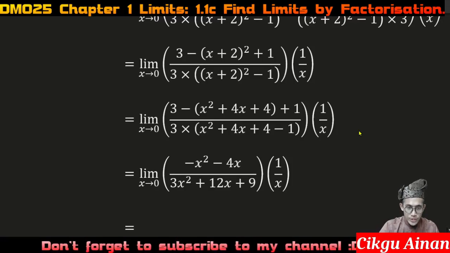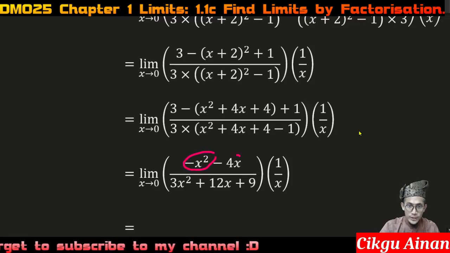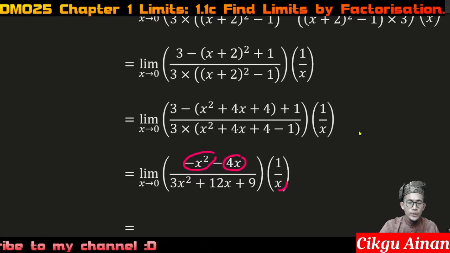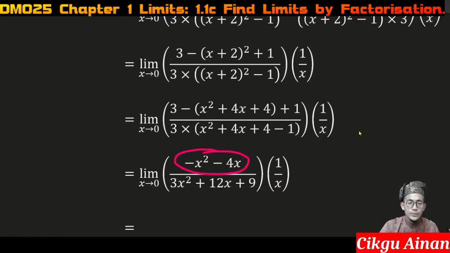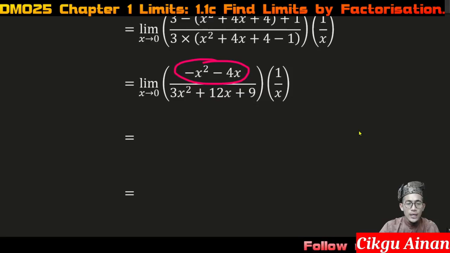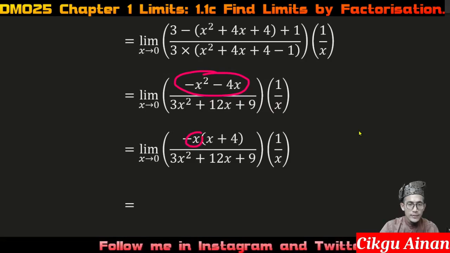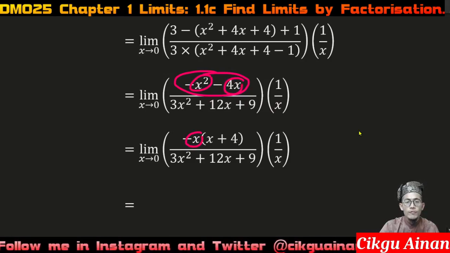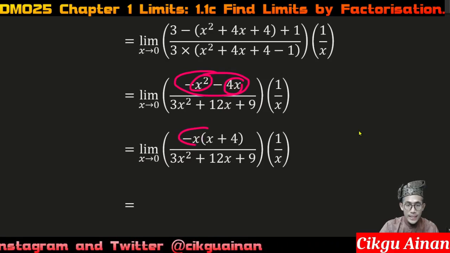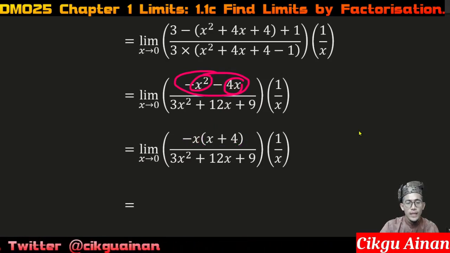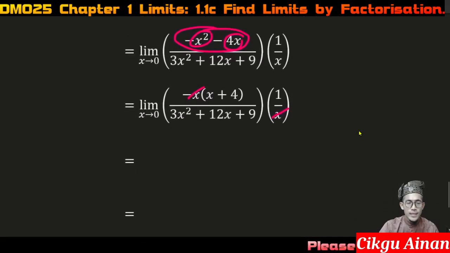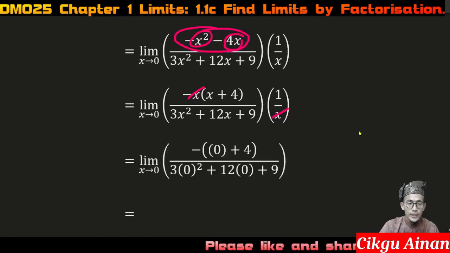Okay, now you see over here. Sorry, we have x over here. We have x also over here. We want to make this one vanish. How to do that? We factorize this one. We can factorize x from x squared and from 4x. That's why we get this, minus x multiply x plus 4. So from here, what we can do, we can divide x by x. Divide x by x, settled already. What's left? Okay, what's left is this one.